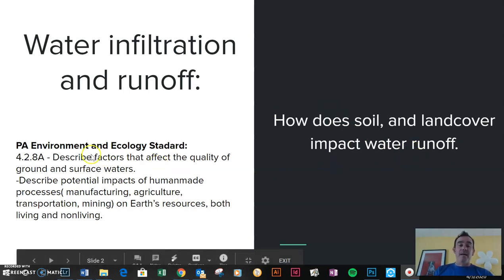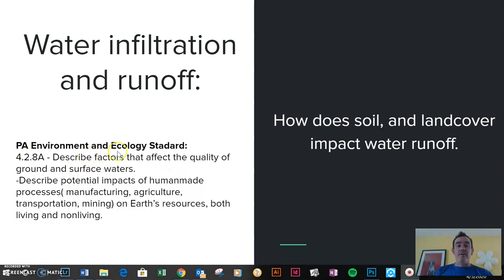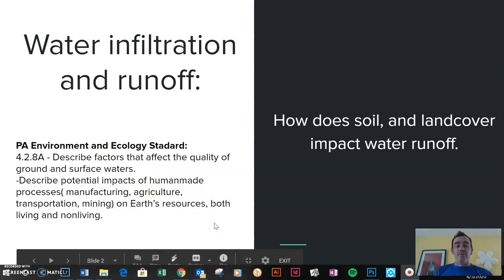I was able to tie that with the PA Environment and Ecology Standards: describe factors that affect the quality of groundwater and surface waters and potential impacts of human-made processes, agriculture, on Earth's resources, both living and non-living.